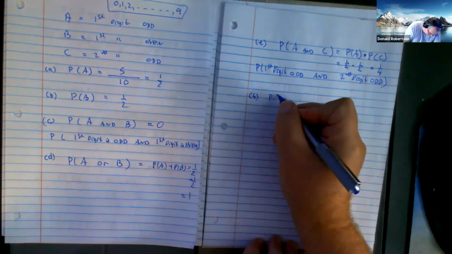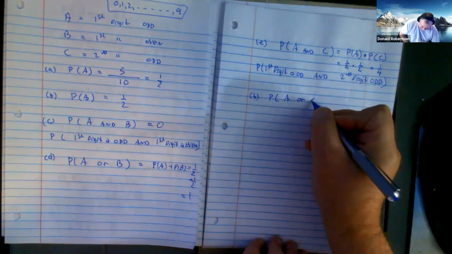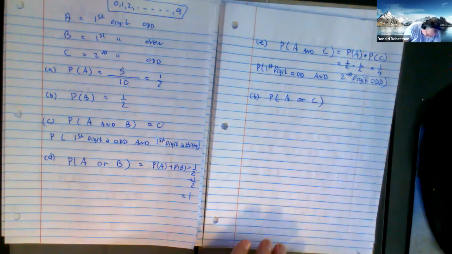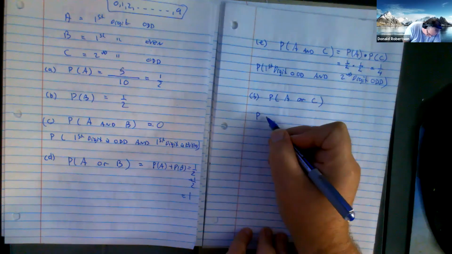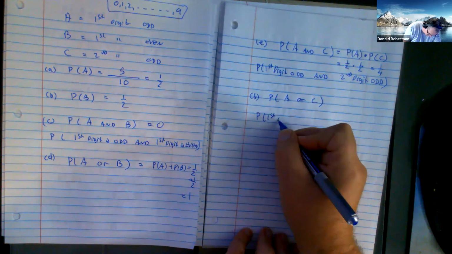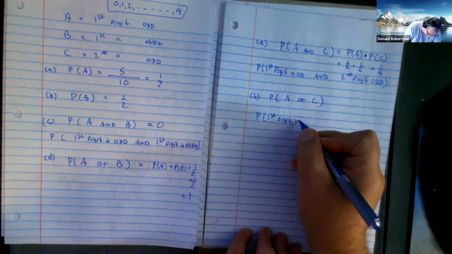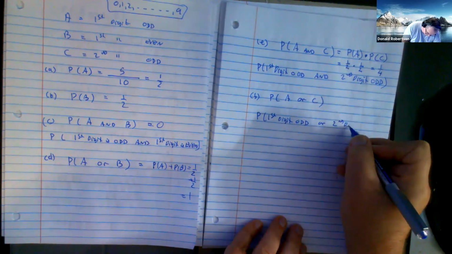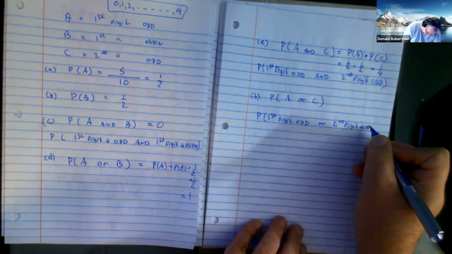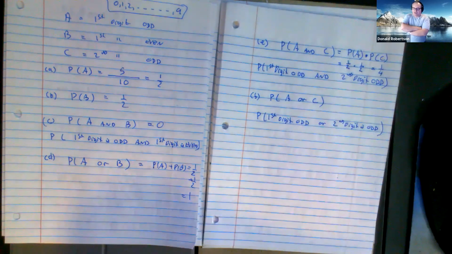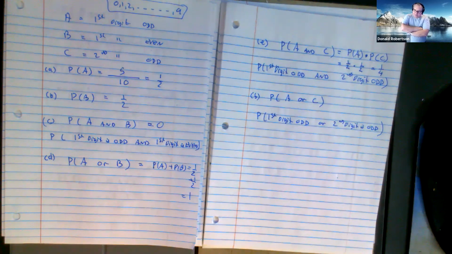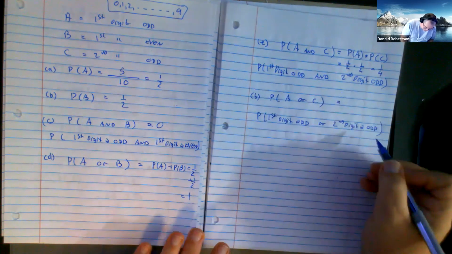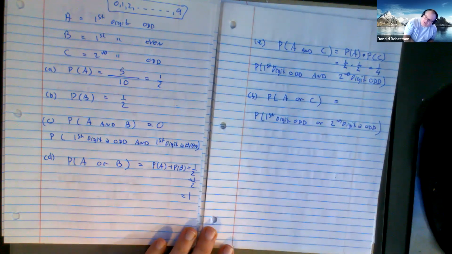Okay. Now, what's the probability of A or C? So it's the probability that the first digit is odd or the second digit is odd. That's a sneaky one. I have no clue. Yeah, it's hard to imagine what that would be.